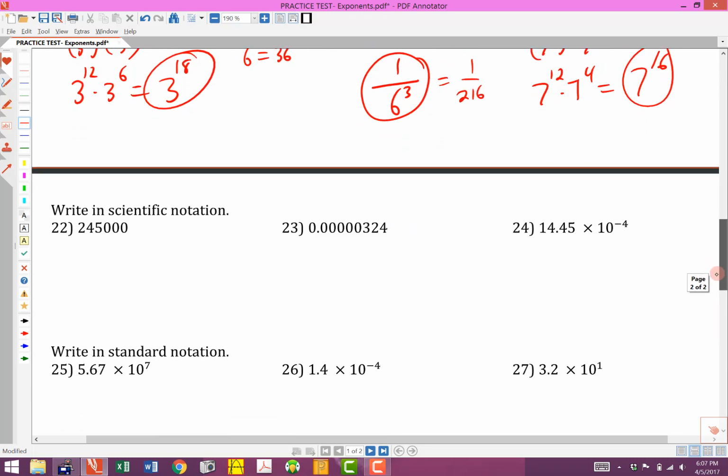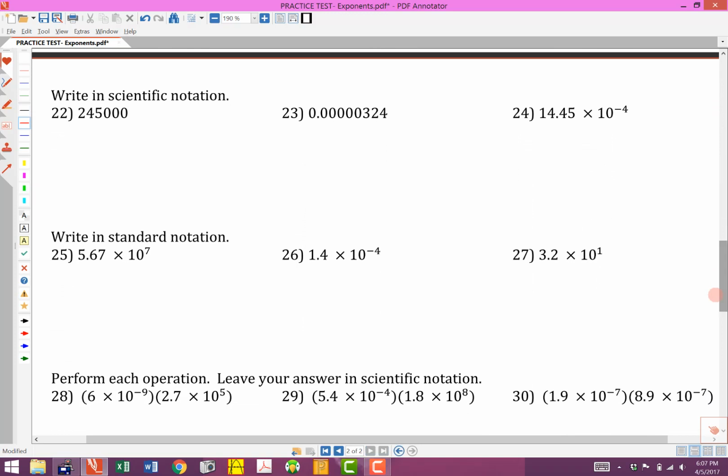Alright, we'll flip this over, and now we're going to take a look at some scientific notation. Take a look at the instructions. We've got a couple of different things we need to be able to do. We need to write numbers in scientific notation, and we need to be able to write them in standard notation if they're given in scientific notation. So let's take a look at this.